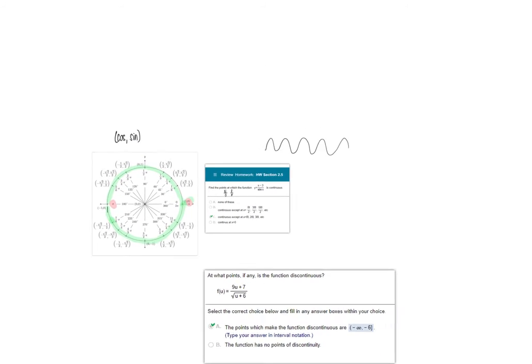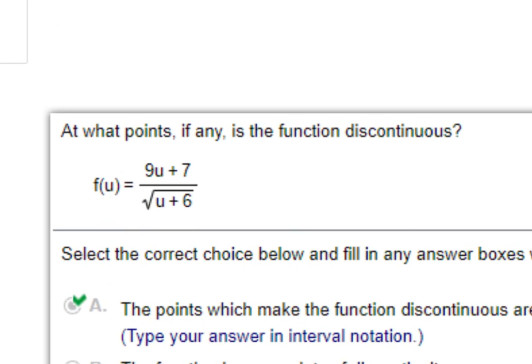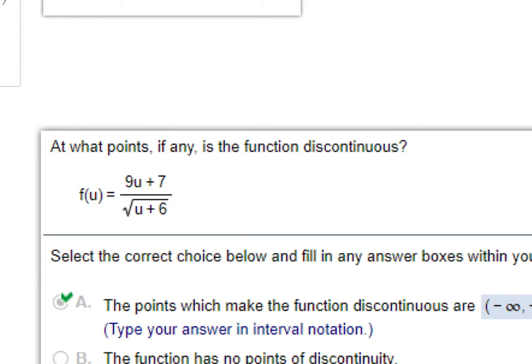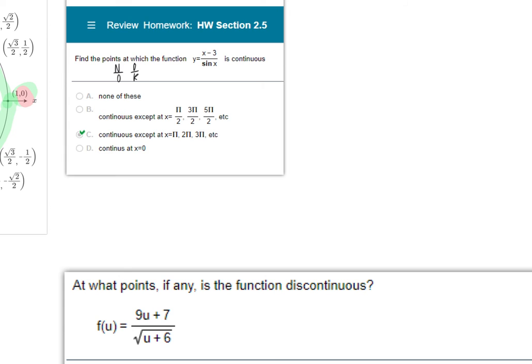Let's look at a question that is really the same type of question, and you're going to look at it and be like, this is something completely different. But it's really the same type, and it's this right here. At what points, if any, is the function discontinuous? Well, you're like, whoa, this one doesn't have any trig in it. Well, no, it doesn't, but it's a question about continuity. This one up here was asking where is it continuous. This wants to know, instead of where are we continuous, where are you not continuous?